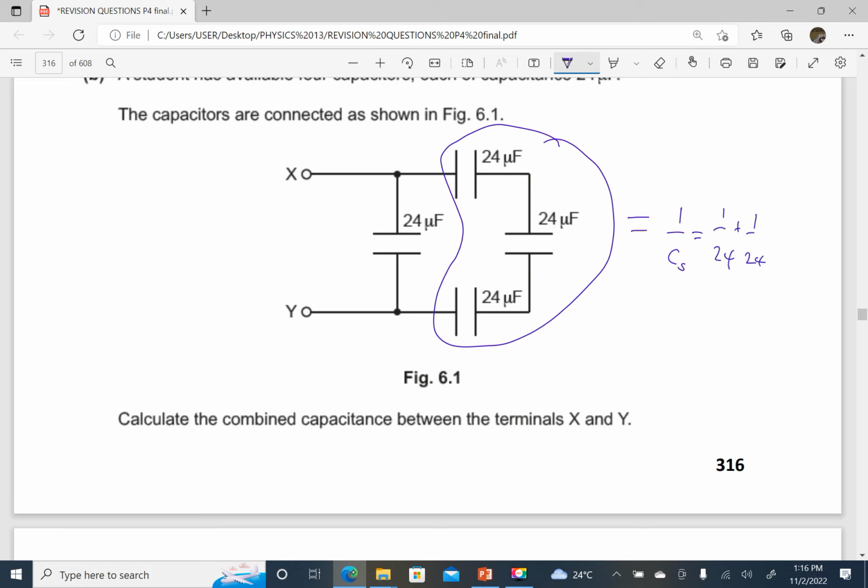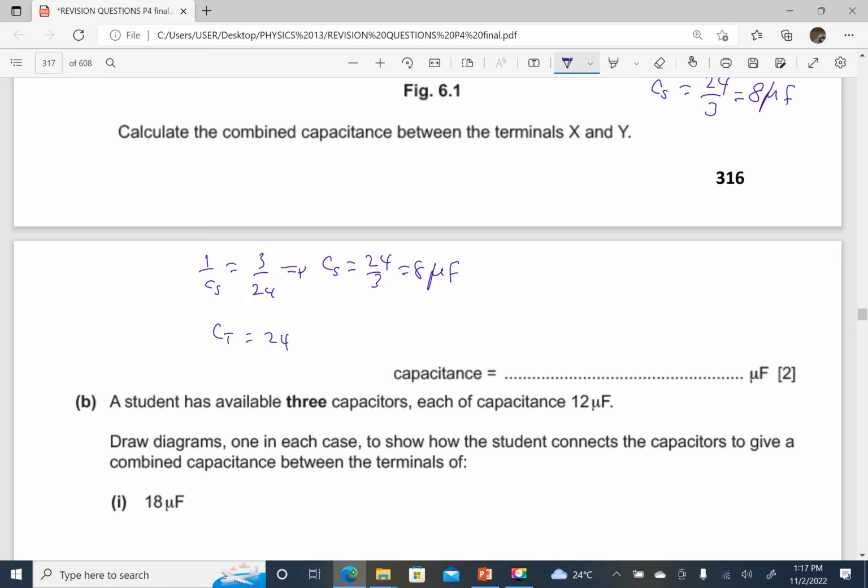But 8 is in parallel with the 24 again, those ones we just add. So total capacitance is going to be 24 plus 8, which gives us 32 microfarads. So this is 32.